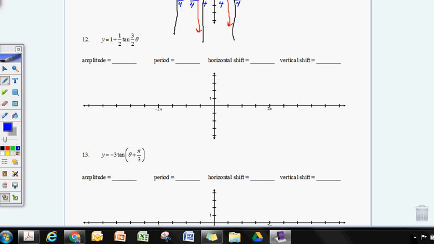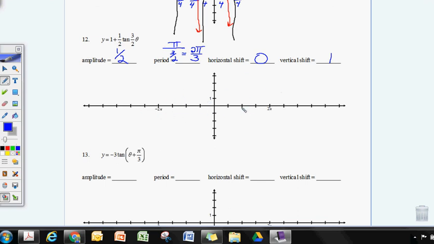And for the next one, I see that I have a tangent. I see my amplitude is 1/2, isn't going to do anything for me. That 3/2 is already out, so this is going to be pi divided by 3/2, which in other words is 2 pi over 3. Okay. Horizontal shift, there is none, but this time there is a vertical shift of 1.